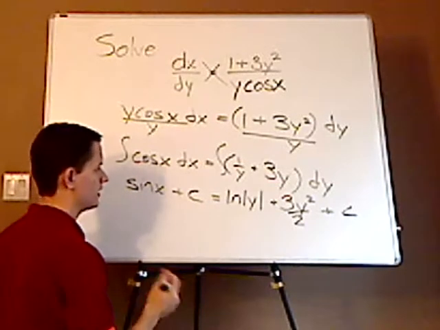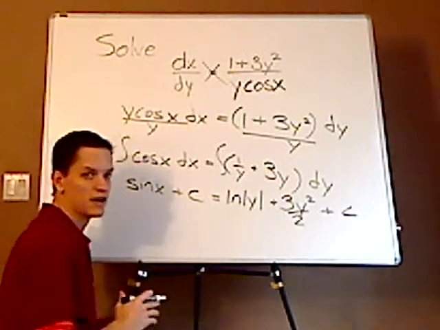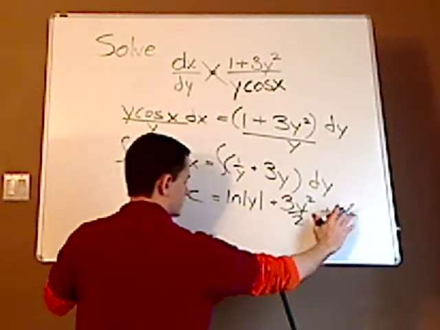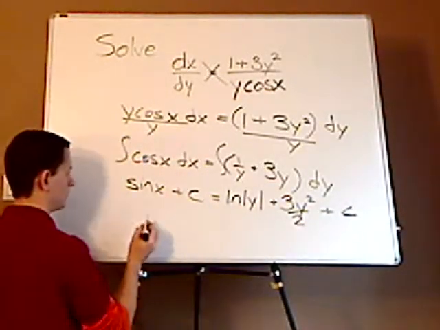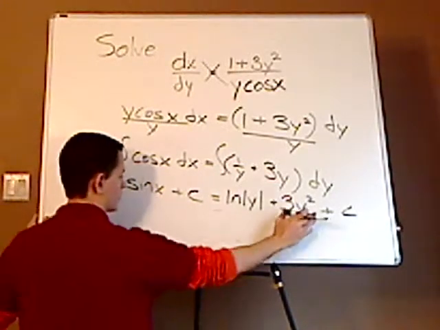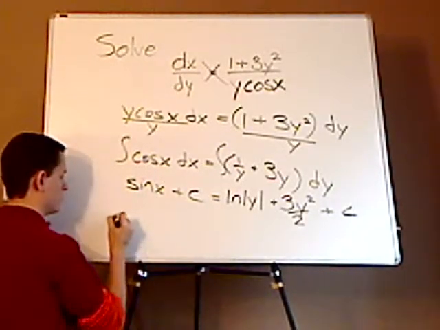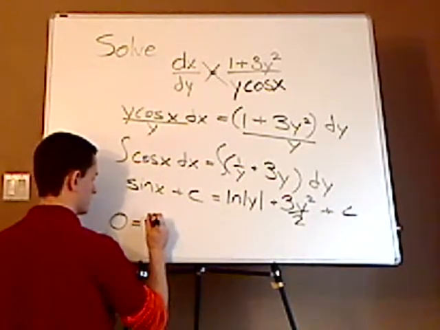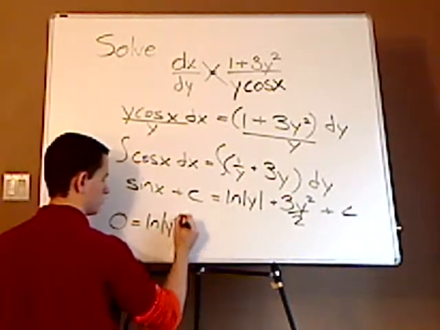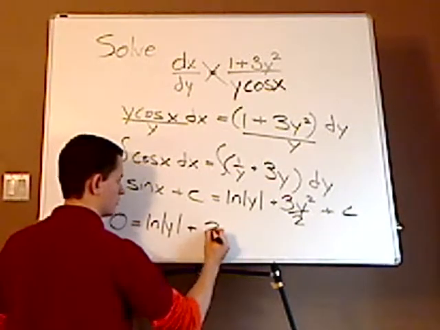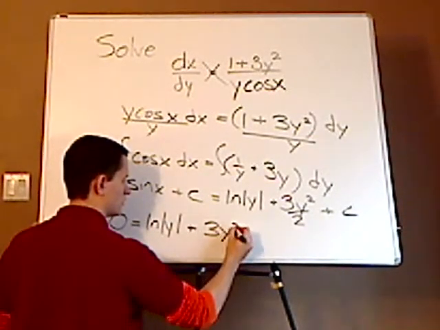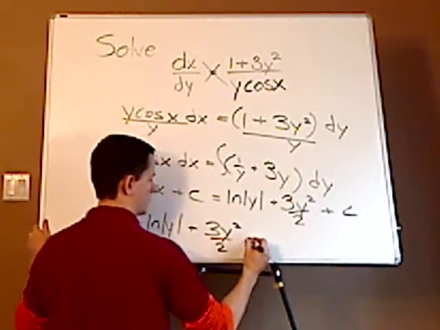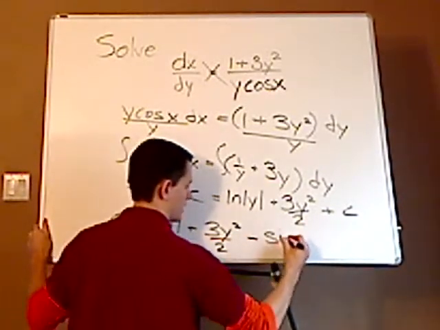Now, it's kind of a weird problem, so I'm just going to move everything over to one side and solve for 0. So I'll move this over here. So it becomes 0 equals, and I'll group them all together, so natural log of y plus 3y squared over 2 minus sine x.